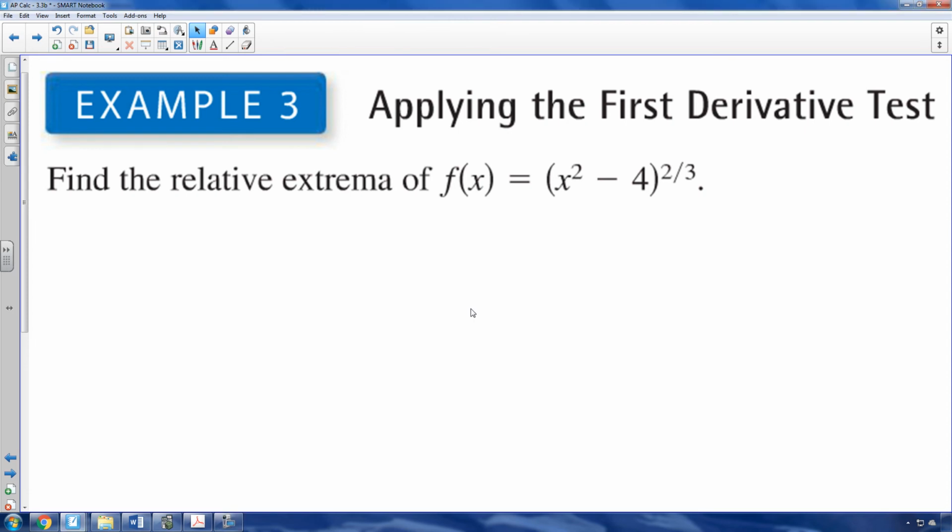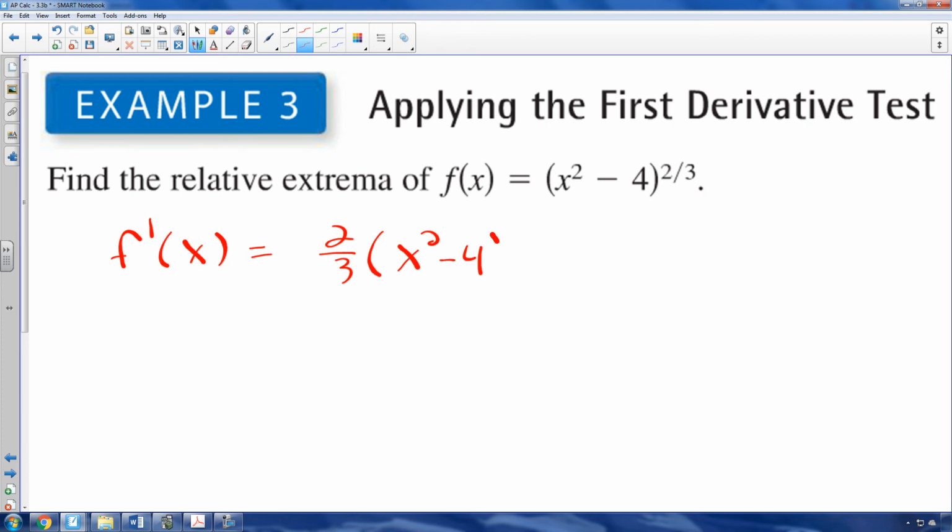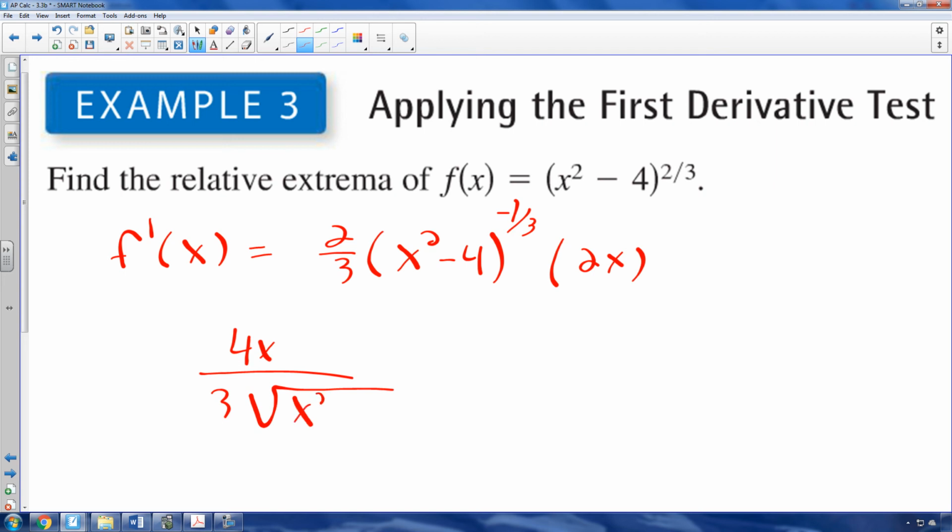All right, so breezing through this problem, we know we need the derivative, so I'm going to look at f prime of x real quick, which is 2/3, leave the inside alone, and then chain rule that in just a moment, so that's going to be times 2x. So if you look at just the derivative real quick, you have 4x over 3, and then you have cube root of x squared minus 4, right? That's what y prime is equal to.